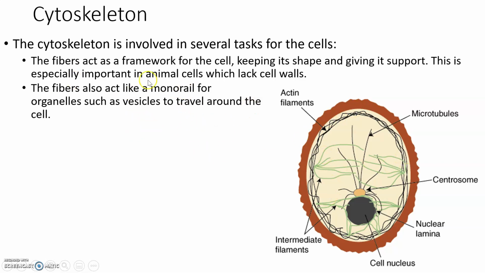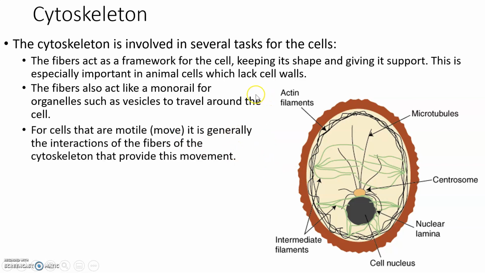Another very important task that the fibers of the cytoskeleton do is they act as kind of like a superhighway or a monorail for proteins and vesicles to travel on. So they go to all parts of the cell, and the vesicles kind of know, hey, if I jump onto this particular microtubule, it'll take me out to the exterior of the cell. So they work as kind of a set of train tracks, a monorail for vesicles and proteins and other parts of the cell.